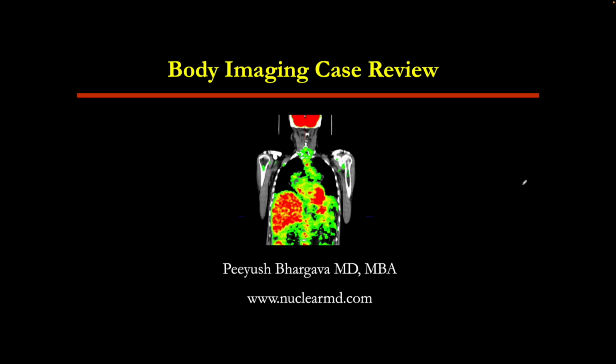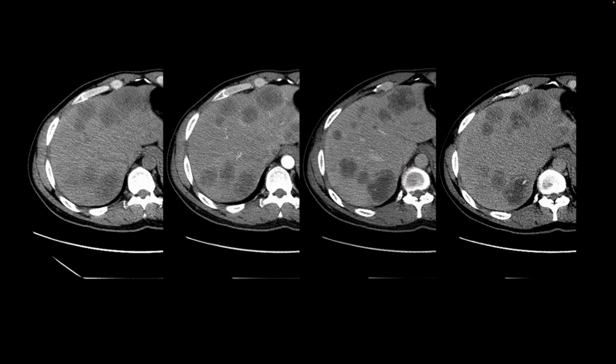In this short video, I have several interesting cases to share with you. This is our first patient. We performed a multiphasic CT of the liver, non-con, arterial phase, portal venous, and delayed. And we find that the liver shows multifocal hypodensities that stay hypodense on all three phases. And on the delayed phase, some of them show central necrosis.